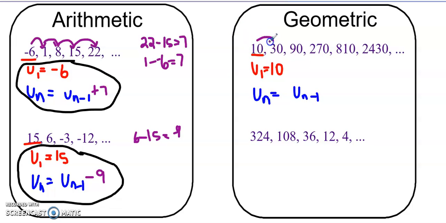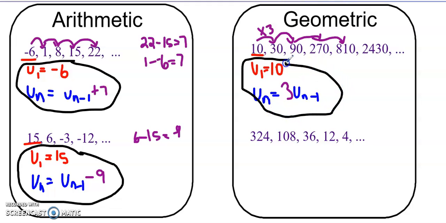And in this one, I can see 10 to 30, 30 to 90. I know it's geometric, so I have to be multiplying. What am I multiplying by? Well, it's times 3. So I'm going to put the 3 in front of it, and the reason I'm going to do that is just because I like to see it that way. You could write u sub n minus 1 times 3.